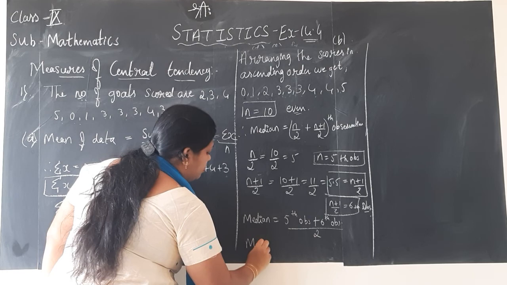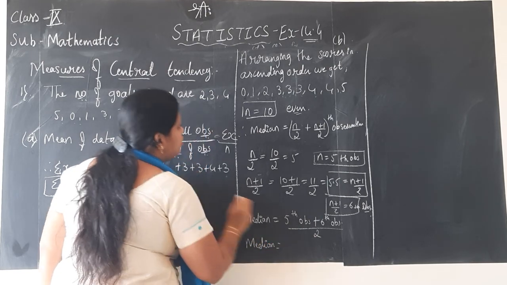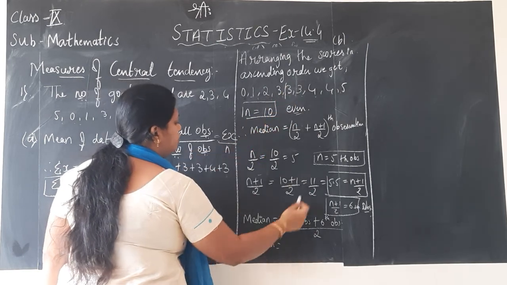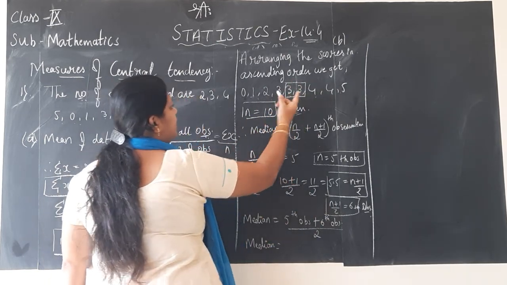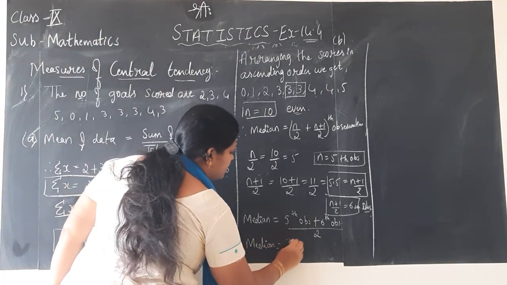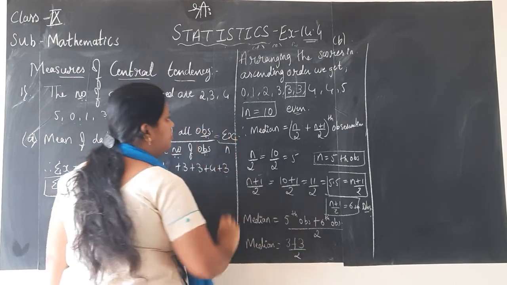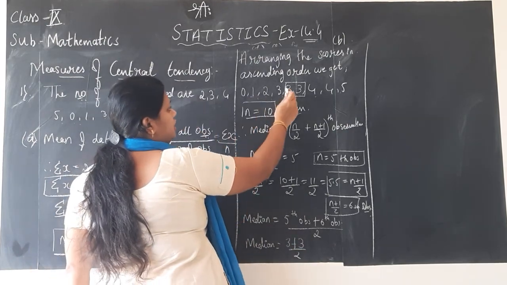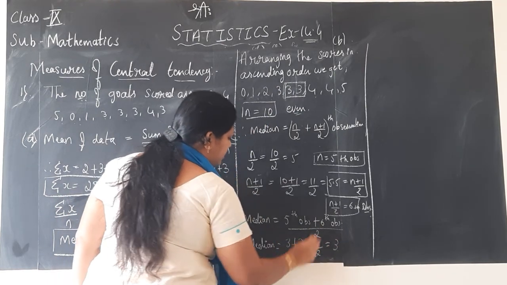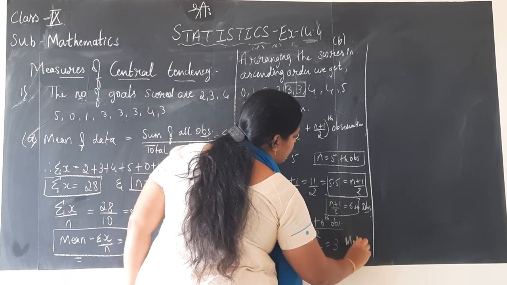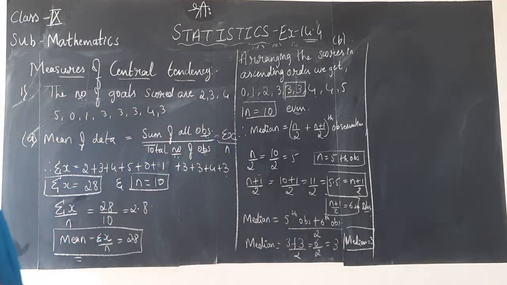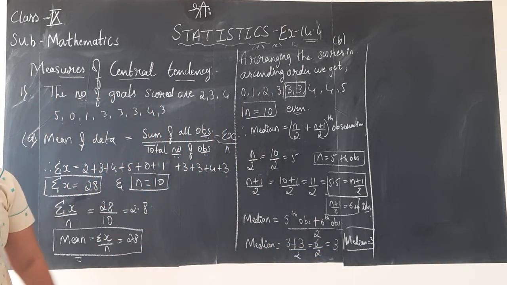So the median will be, children, what is the fifth observation or fifth score? 1 2 3 4 5, 3 came. Next, fifth plus sixth, that is 3 plus 3. Fifth and sixth are the numbers of the observations which we are considering. It is 3 plus 3 divided by 2. Now you check: 3 plus 3 is 6, by 2 is again 3. Hence we got median equal to 3. Thus we found out the mean and median.